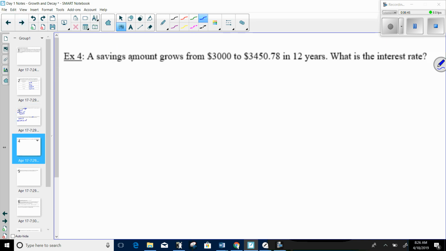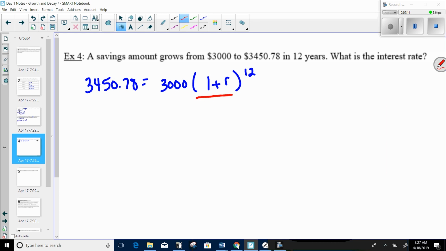Okay. Here it says the savings amount grows from $3,000 to $3,450.78 in 12 years. What is the interest rate? So we know the ending amount, which is $3,450.78. We started with $3,000. Parentheses 1 plus. We don't know the interest rate, but we do know the time. So what you do is you solve this equation. I'm looking for R. So I have to get this parenthesis by itself. So the first thing I'm going to do is I'm going to divide the 3,000 over because it's multiplication.